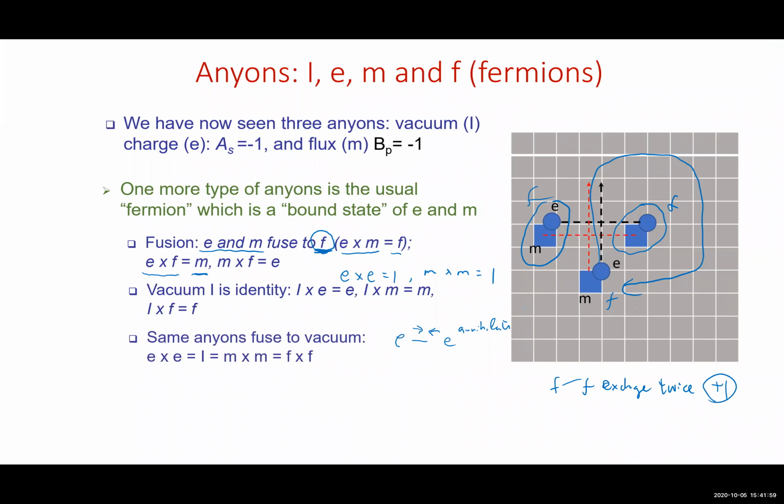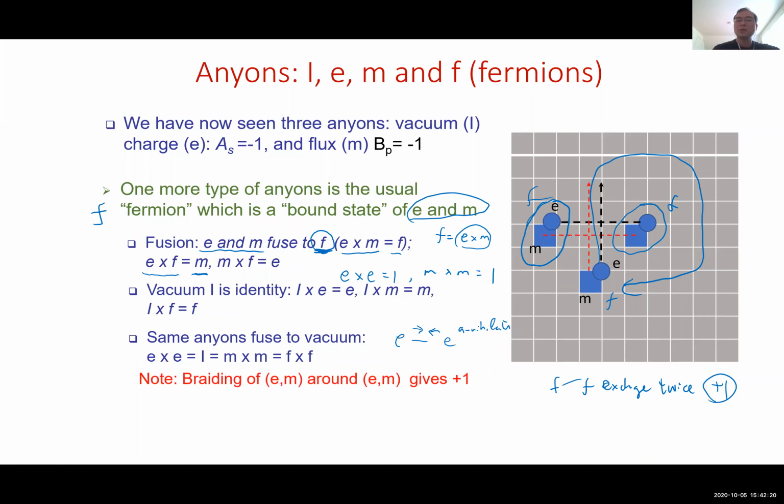Okay. So what is F? F is the bound state of E and M. They should move together. And I say that braiding this around gives a plus sign, but I claim that it's a fermion. So how do I see the fermion? I need to just exchange, right? If I loop around, then it's not the same as exchange.